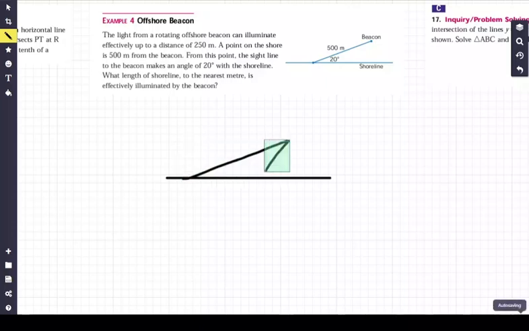So we have the beacon, 250, 250. That doesn't look like 250. This is basically the same thing as the last question. So we want to find this length. Let's say this is x and y. Actually, this is going to be AB. We want to see the total distance covered by the beacon.